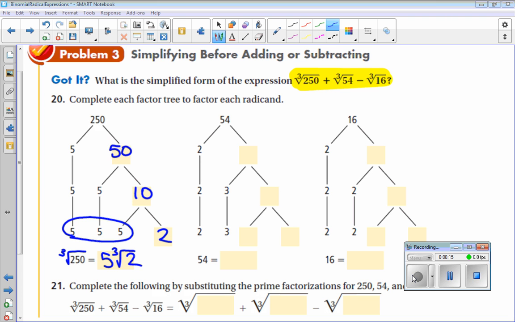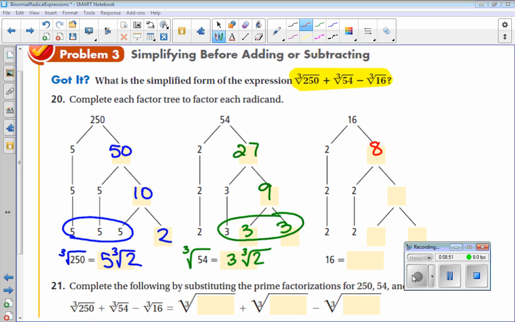Okay? Now when we're looking at 54, 2 times what is 54? Because it's the cube root, the index doesn't ever change. So if it starts as a 3, it ends as a 3. 27, okay. And then 3 times 9, and then 3 times 3. And again, I'm looking for groups of 3. So the cube root of 54 is going to be 3 cube roots of 2, because the 2 is left over. All right, and then the last one here, 2 times what is 16?